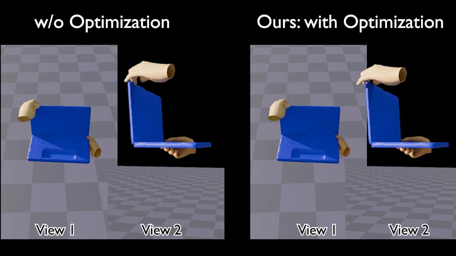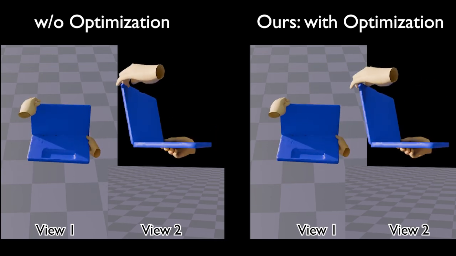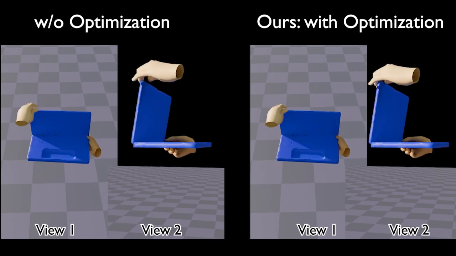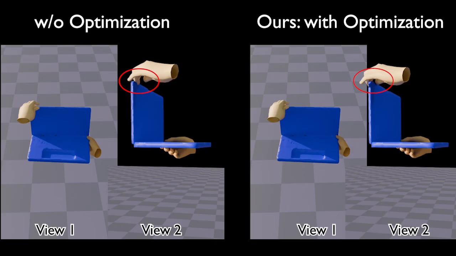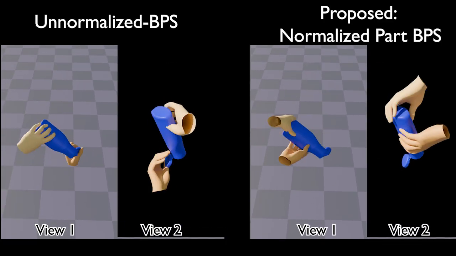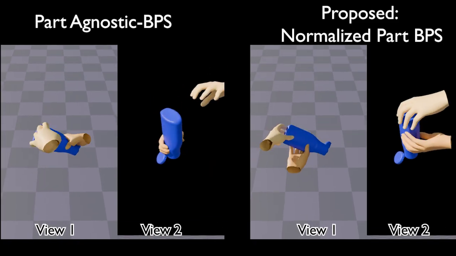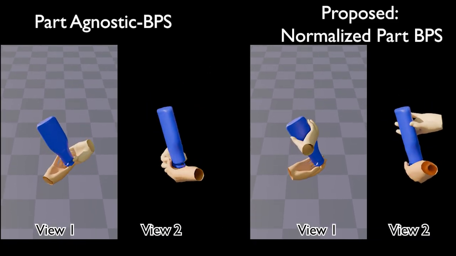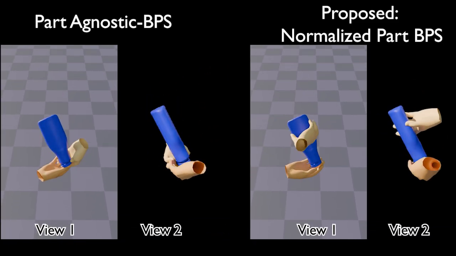Our optimization-based refinement reduces penetration, preserves hand-object contact, and improves overall motion quality. We demonstrate that our proposed part-based BPS features improve motion quality in the challenging scenario of articulating a ketchup bottle in an upside-down position.